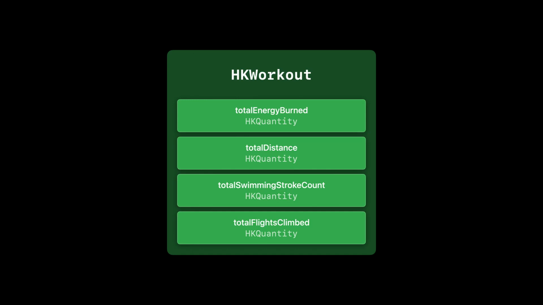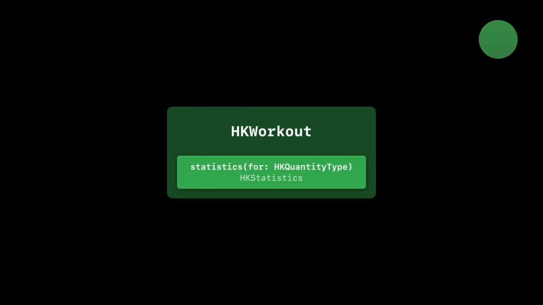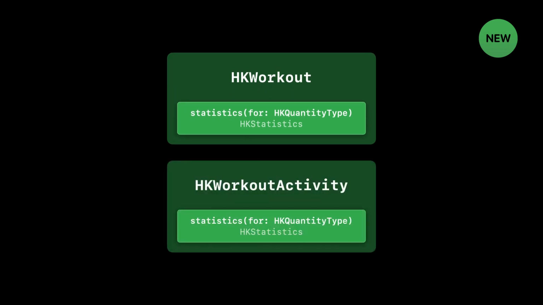However, this small set of properties is no longer sufficient. Total swim and stroke count is not relevant to all workouts, and some workouts may collect more metrics. In order to make it easier to read metrics for all kinds of workouts, we are deprecating these properties in favor of a new method which returns statistics for a given quantity type. As a reminder, this method is also available on HKWorkoutActivity, allowing you to focus on just what happened during an activity.